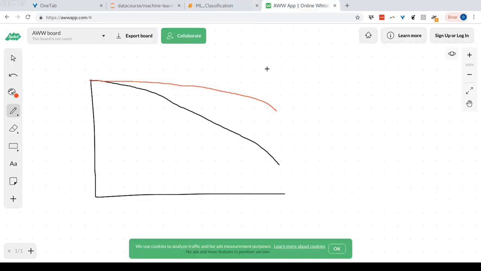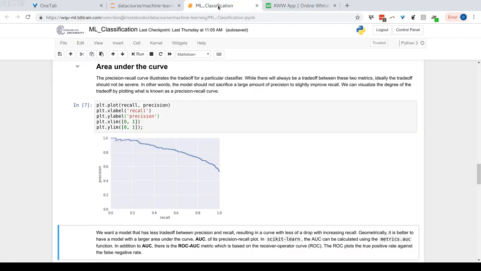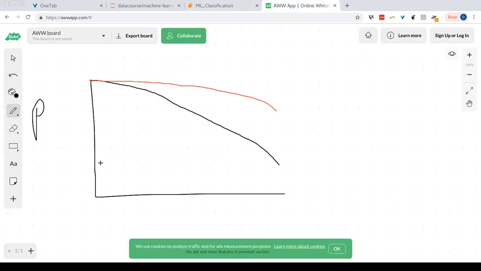So if I go ahead and sketch two plots out here, this is the same axis. So I have precision here, and I have recall here. And let's say these two curves, the black and the red, represent two different models. Two different models with different levels of precision recall trade-off. Given the behavior of these two curves, what do you think is the better model to use? Which model has a less severe trade-off? Is it the black or is it the red?